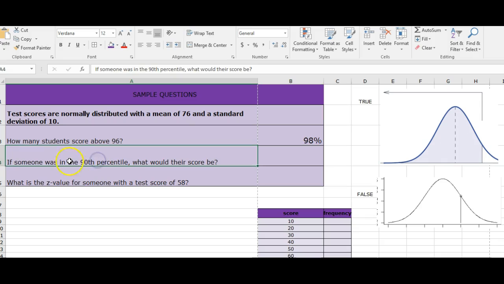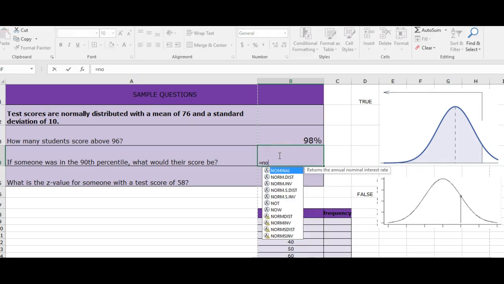Now here, this problem's a little bit different. If someone was in the 90th percentile, what would their score be? So now I want to find the opposite, the inverse of that. I want to figure out the score that gives me that percentile. So for this one, it's going to be equals NORM, and because I'm finding the inverse, it's actually NORM.INV. You can see it right there.